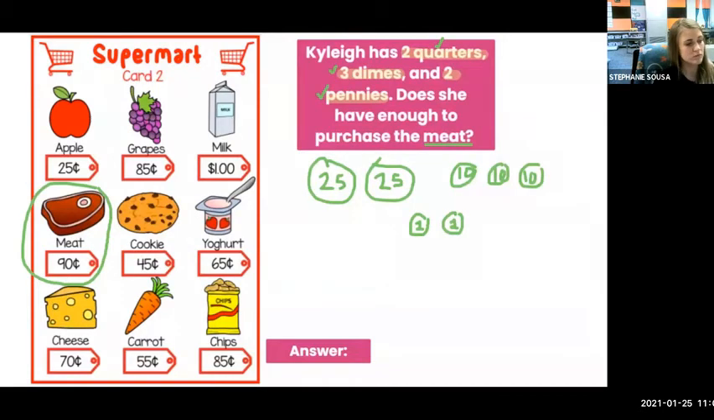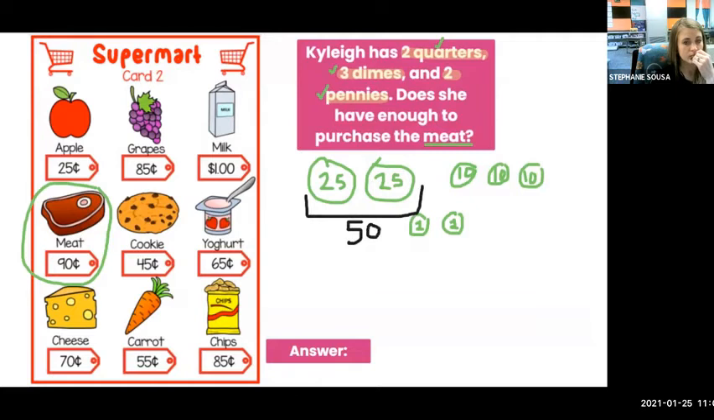So now my job is to add up the coins and bills that Kylie has. I notice she only has coins. So let's get to work here, adding together the coins she has. I know that 2 quarters makes 50 cents. Already, I'm at 50. Perfect.